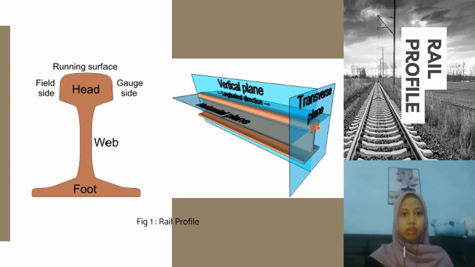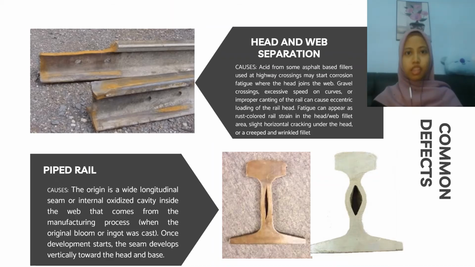The parts in the rail are head, foot, and web. In the head part, there are field sides which connect to the wheel track, and the opposite side is the gauge side, and the upper side is known as the running surface. Next are the common defects that occur in the rail.